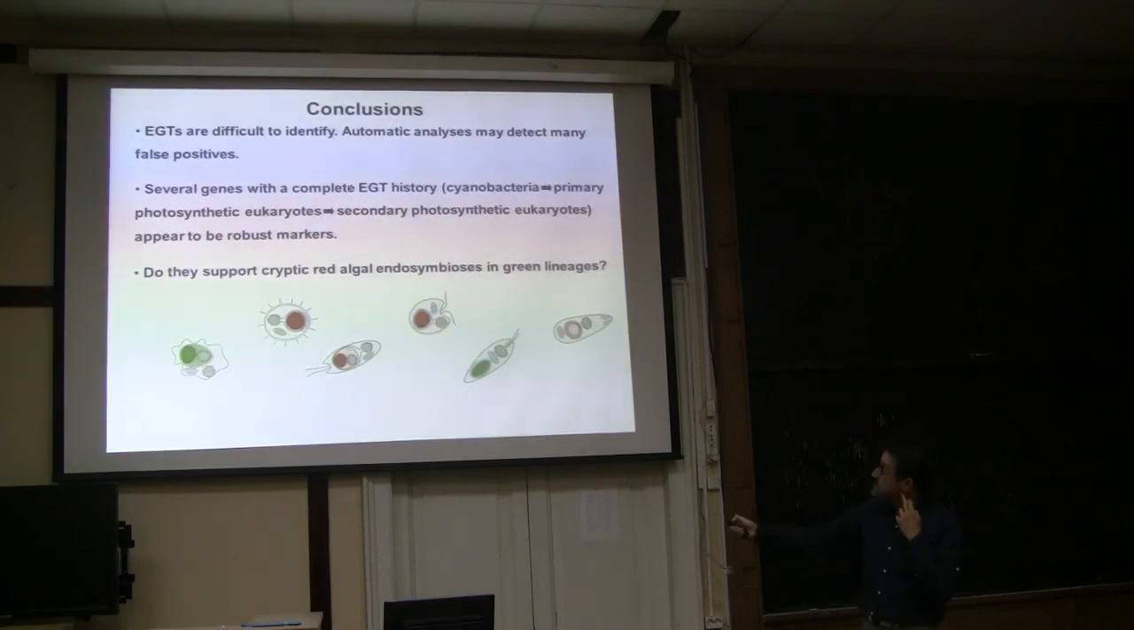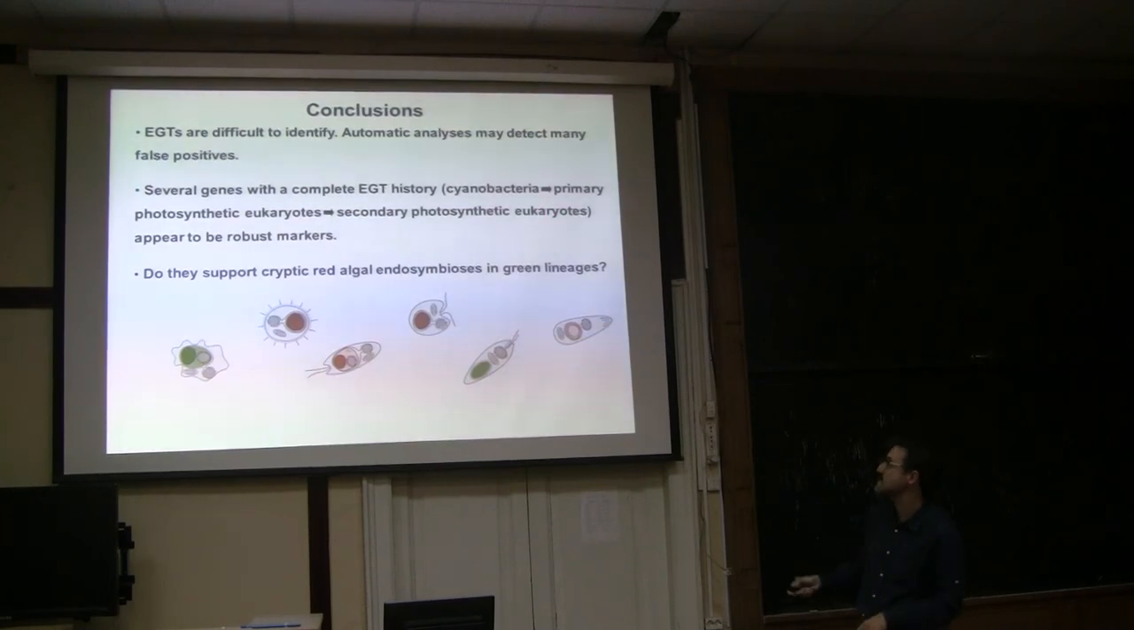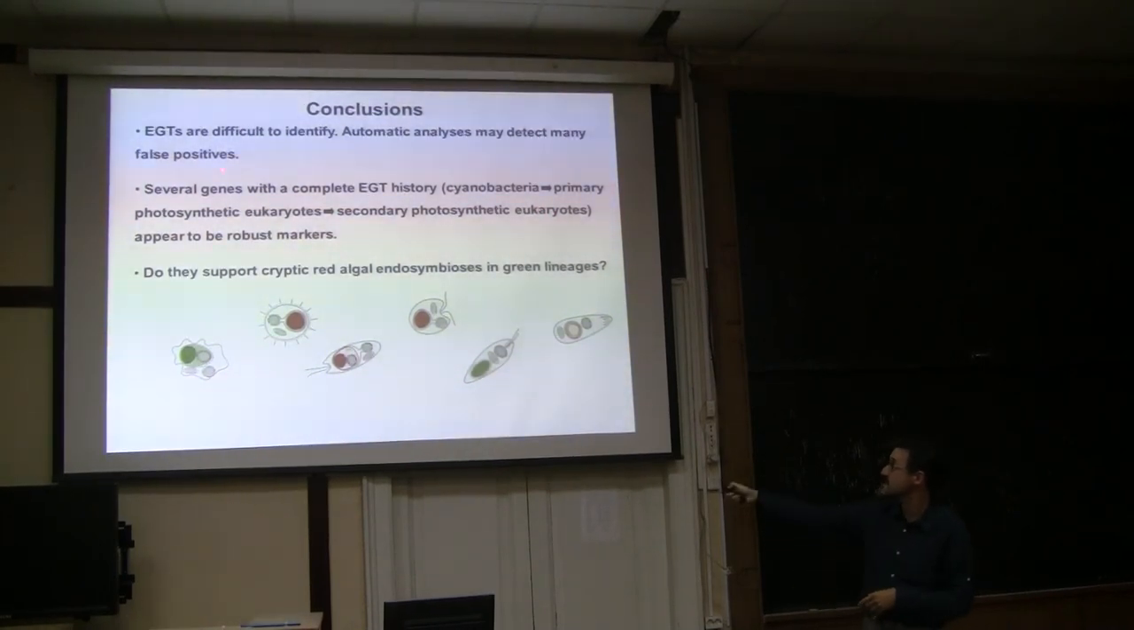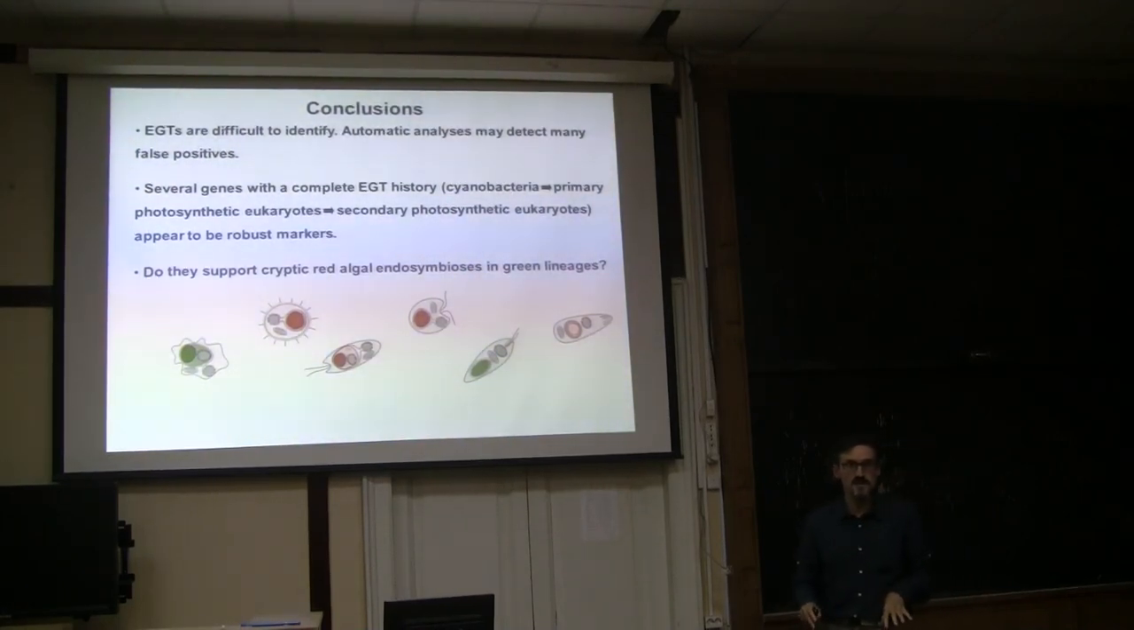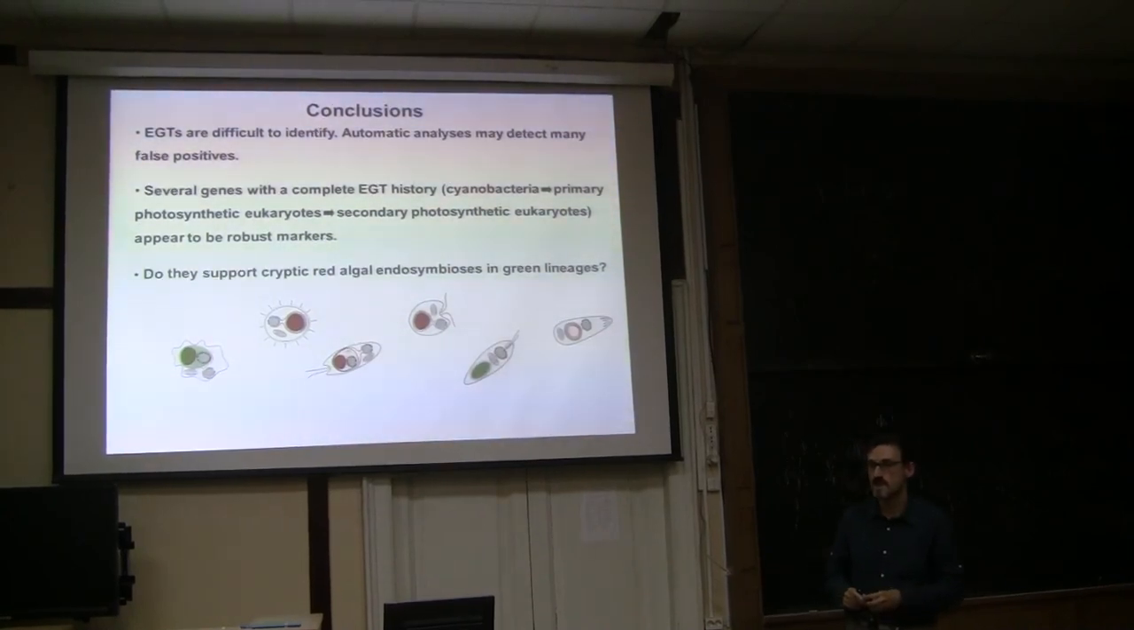So what we have seen also is that those genes that have the complete endosymbiotic gene transfer history, that is, genes that are originally from cyanobacteria, then transferred into the primary photosynthetic eukaryotes and then into the secondary photosynthetic eukaryotes, in general produce very nice phylogenies, so I think they are the best markers to analyze this type of questions. And the big surprise has been that these genes appear to support that the two groups that today have plastids of green secondary origin probably in the past had plastids of red algal type, which is a surprise.